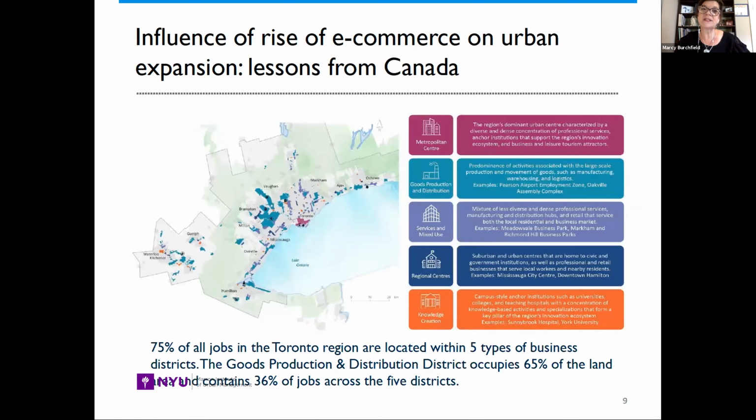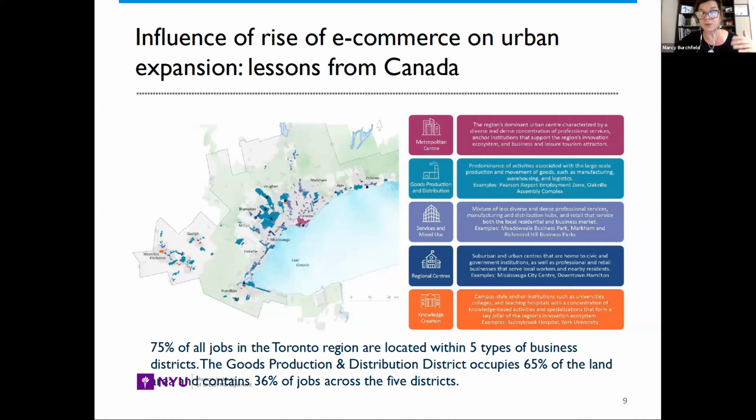And then that leads me to this last piece of work that we've been doing at the Toronto Region Board of Trade. And that is categorizing the jobs within our region into these 5 types of business districts. The metropolitan center, which we know as the essential business district, and goods production and distribution. So this is where all the warehousing happens, the manufacturing happens, where the e-commerce is happening on a daily basis. Services and mixed use.